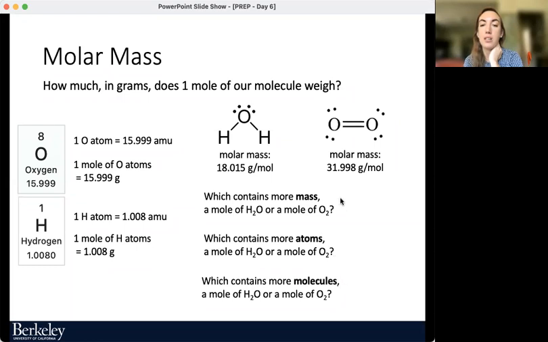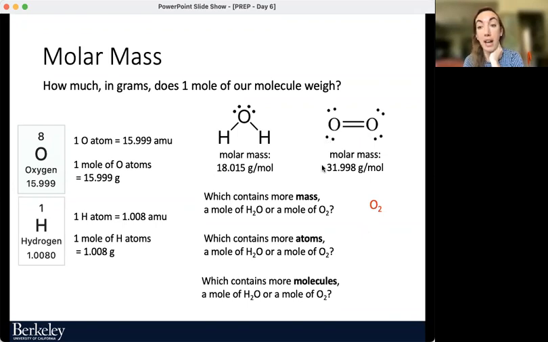So this is a little tricky, the third one especially. So let's go over it. Which contains more mass, a mole of H2O or a mole of oxygen? Well, 1 mole of H2O weighs 18.015 grams, and 1 mole of O2 weighs 31.998 grams. So the O2 weighs more. 31.9 is bigger than 18, right?